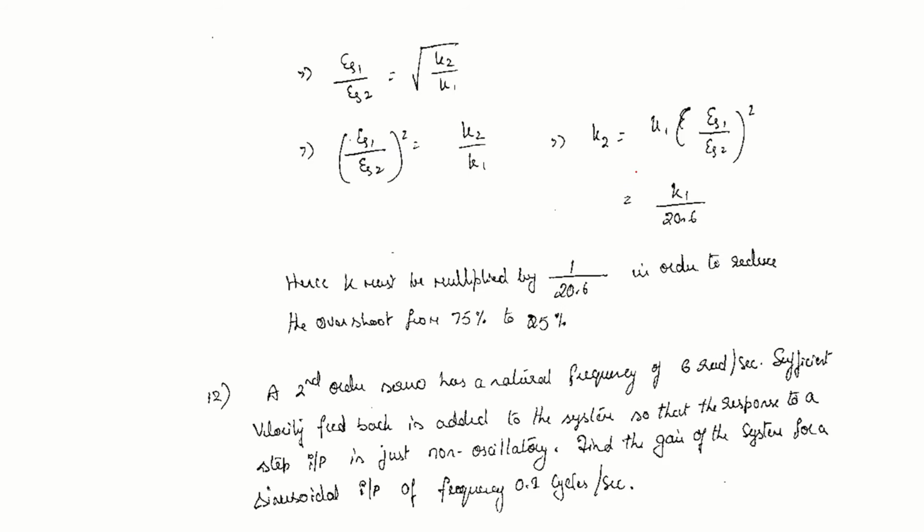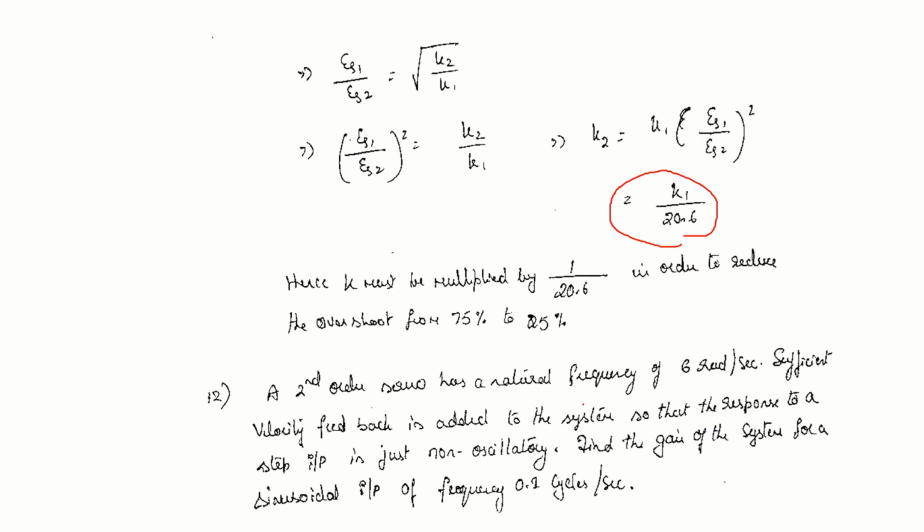Take the ratio and you will get this. K2 should be K1 by 20.6. So K must be multiplied by 1 by 20.6 in order to reduce the overshoot from 75% to 25%. This gives an idea, like, while designing the problem, what needs to be done, what manipulations have to be done.